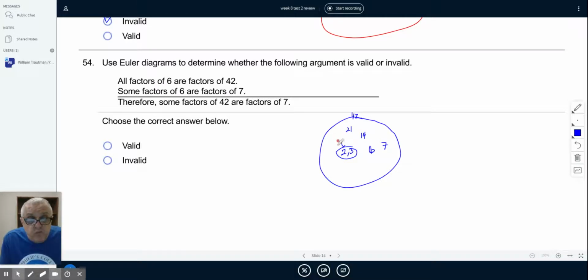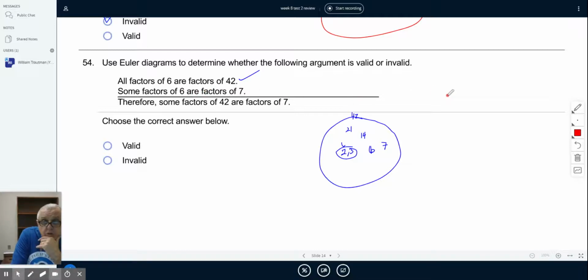Therefore, it says, some factors of 42 are factors of 7. Oh wait, did I write something down wrong? I wrote all factors of 6 are factors of 42. Okay, so I wrote that already. That's the one. I didn't read the second one. Okay, so this is not going to make sense, but we have to write it down. Some factors of 6 are factors of 7.